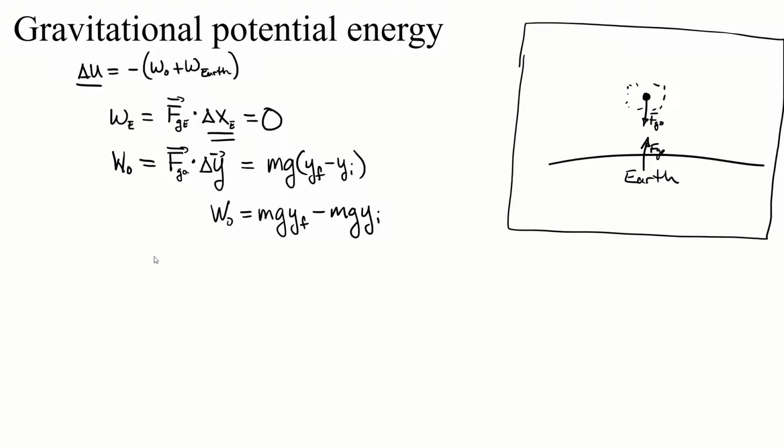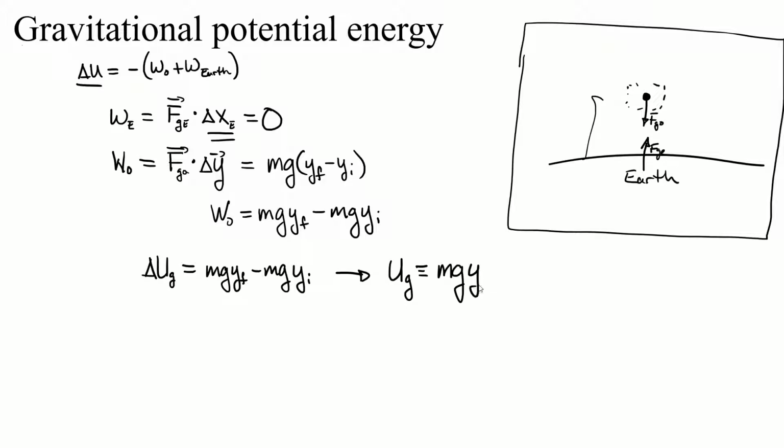So if I want the change in potential energy due to this gravitational force, which is inside my system, that interaction between Earth and the object, I get 0 plus this. I get mg times the position of the object final, minus mg times the position of the object initial. Or what I can do is I can just define my gravitational potential energy as the mass of the object times that gravitational constant times the vertical position of that object. And we get this gravitational potential energy.